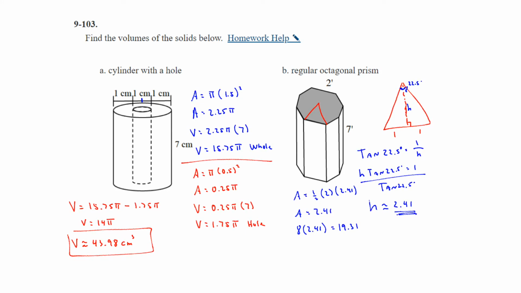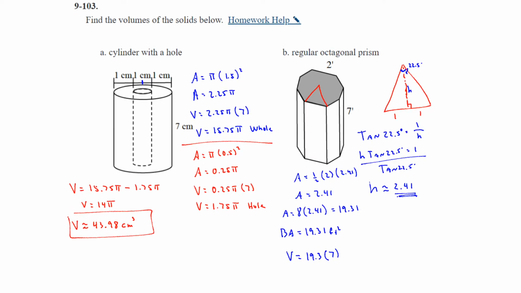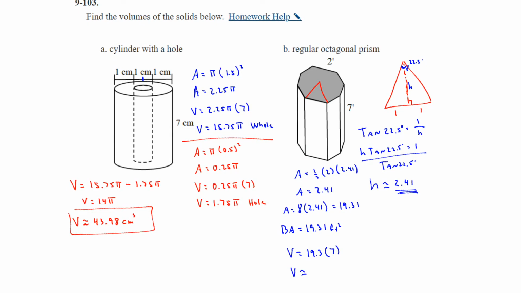So that's the area of the base, 19.31. So we'll just say that the base area is equal to 19.31 approximately, and that would be measured in feet squared. So now to find the volume, we're going to take the area of the base and multiply it by the height of 7, and then that will give us a volume of approximately 135.17 feet cubed.